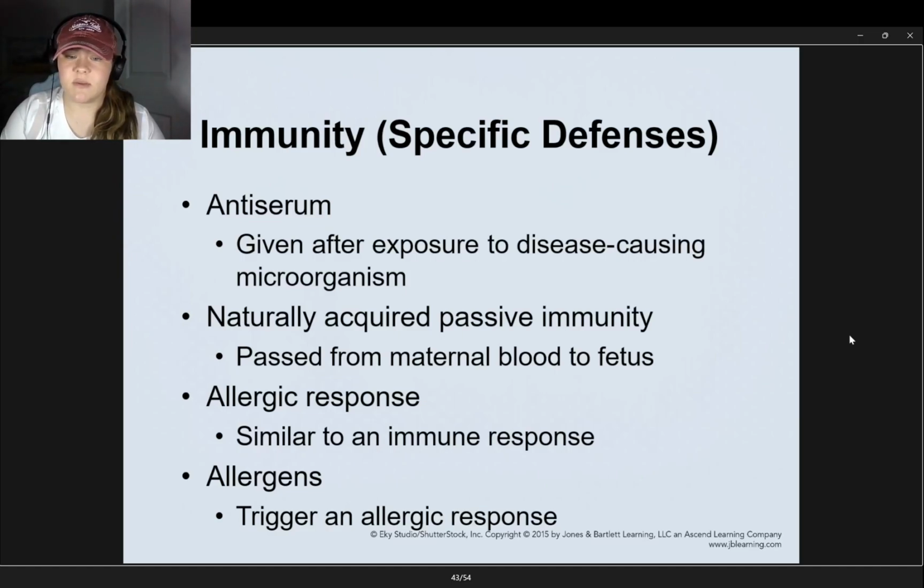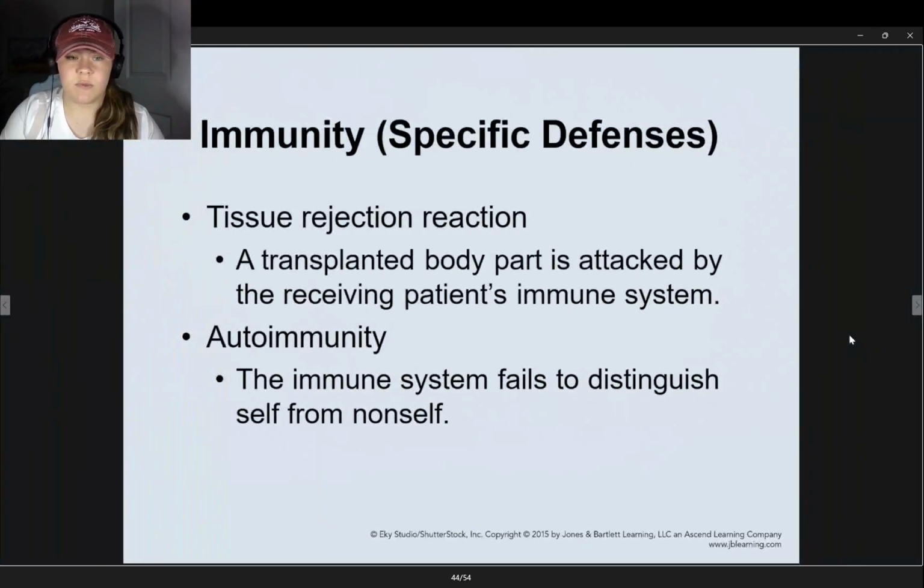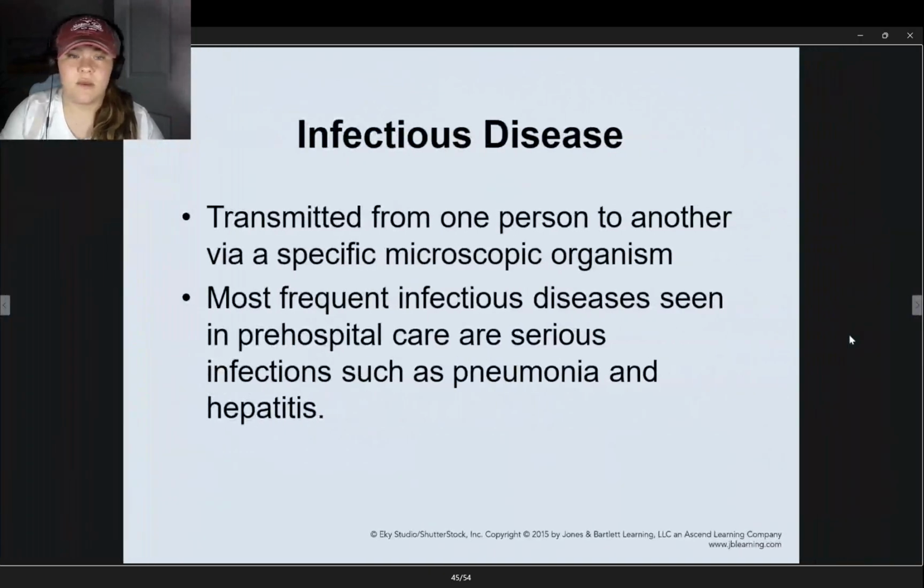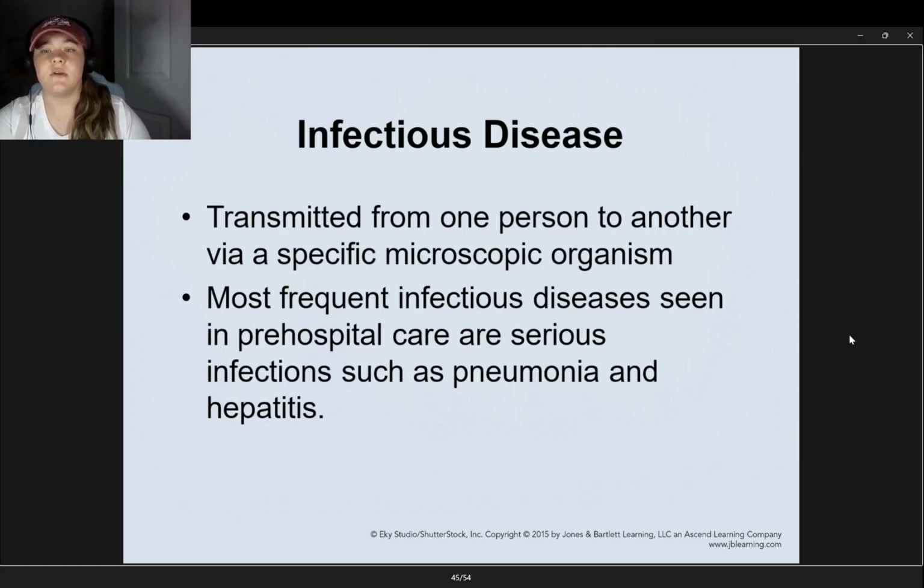Allergic responses are similar to an immune response, but allergens trigger the actual allergic response. Tissue rejection reaction is where a transplanted body part is attacked by the receiving patient's immune system. Autoimmunity: the immune system fails to distinguish self from non-self. And infectious diseases typically are transmitted from one person to another via a specific microscopic organism.